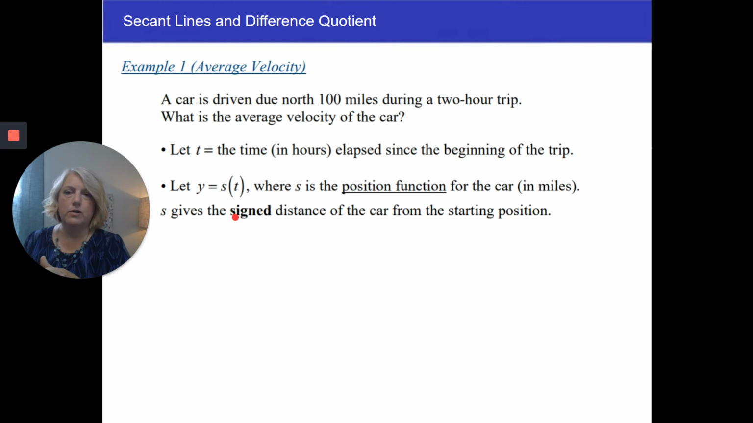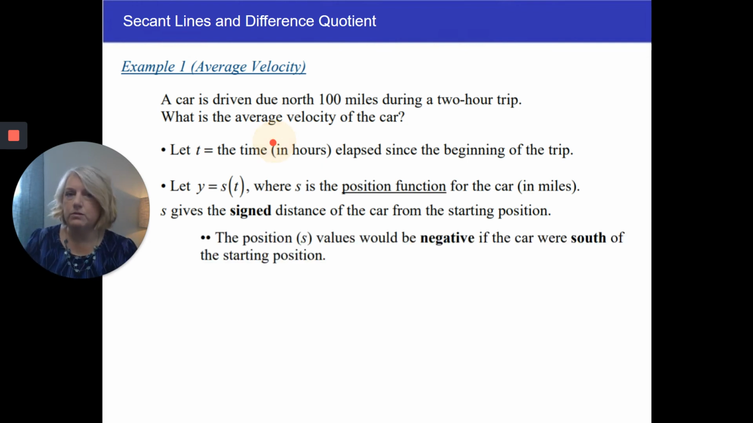If the car drives north, then your signed distance would be a positive distance. And if the car drove south, sort of backwards, then that would be a negative direction. So that's the background of the information we have in this car example.